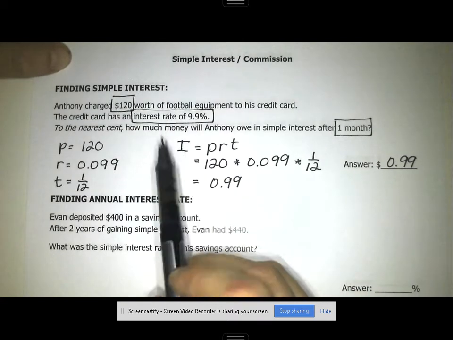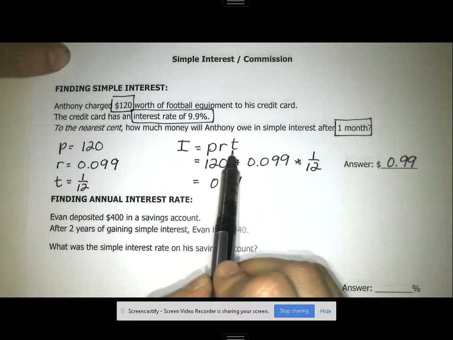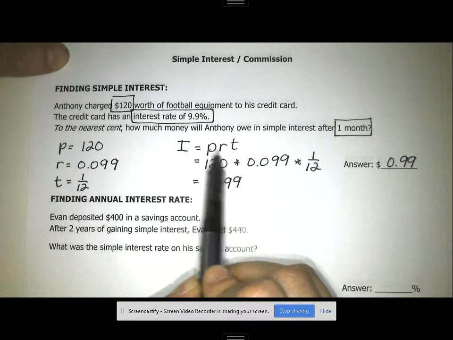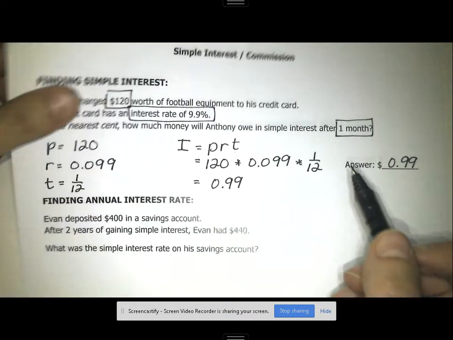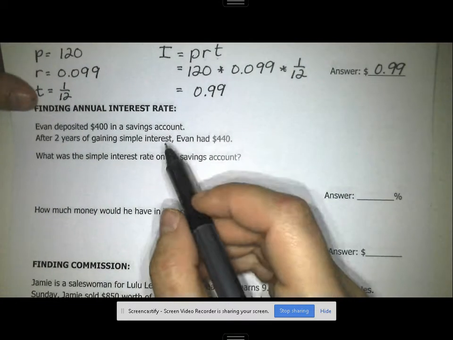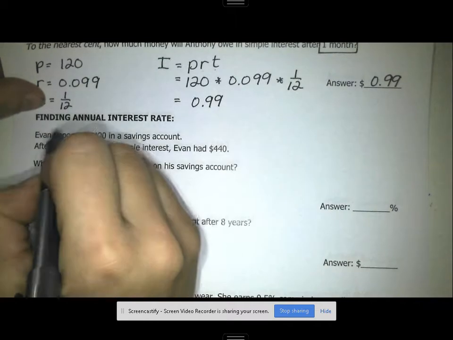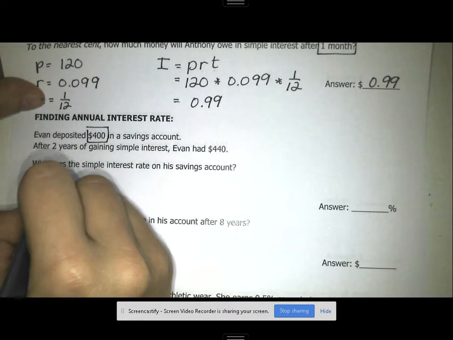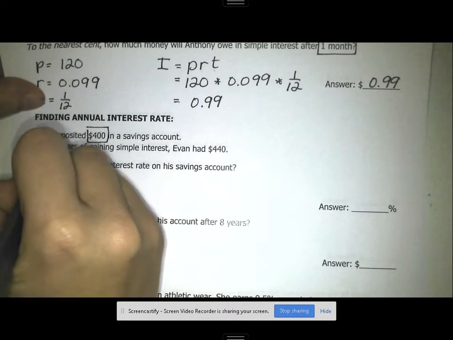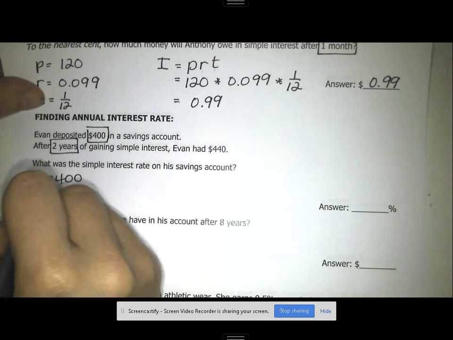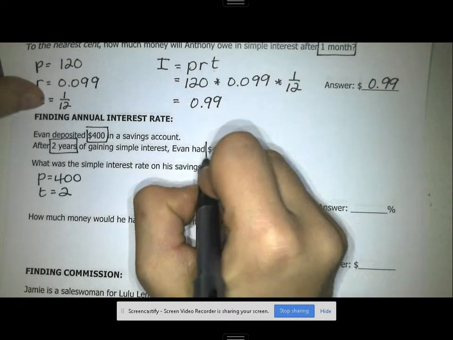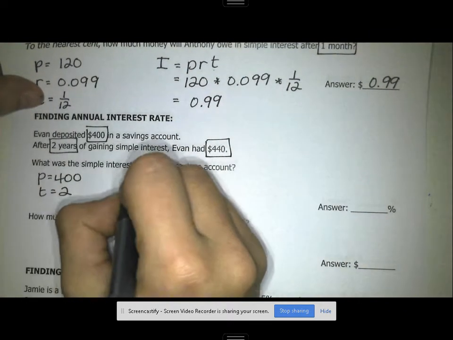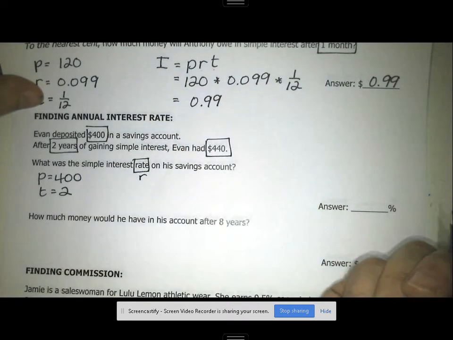Okay, simple interest is not the only thing you can find using this formula. I can give you the simple interest, the principal, and the time, and ask you to find the rate by solving backwards. So we're going to go over a problem like that in my second example, finding the annual interest rate. Evan deposited $400 into a savings account. That's his principal. So his principal is $400. After 2 years of gaining simple interest, so my time is 2 years, Evan had $440. What was the simple interest rate? So they're asking me my rate of the savings account.